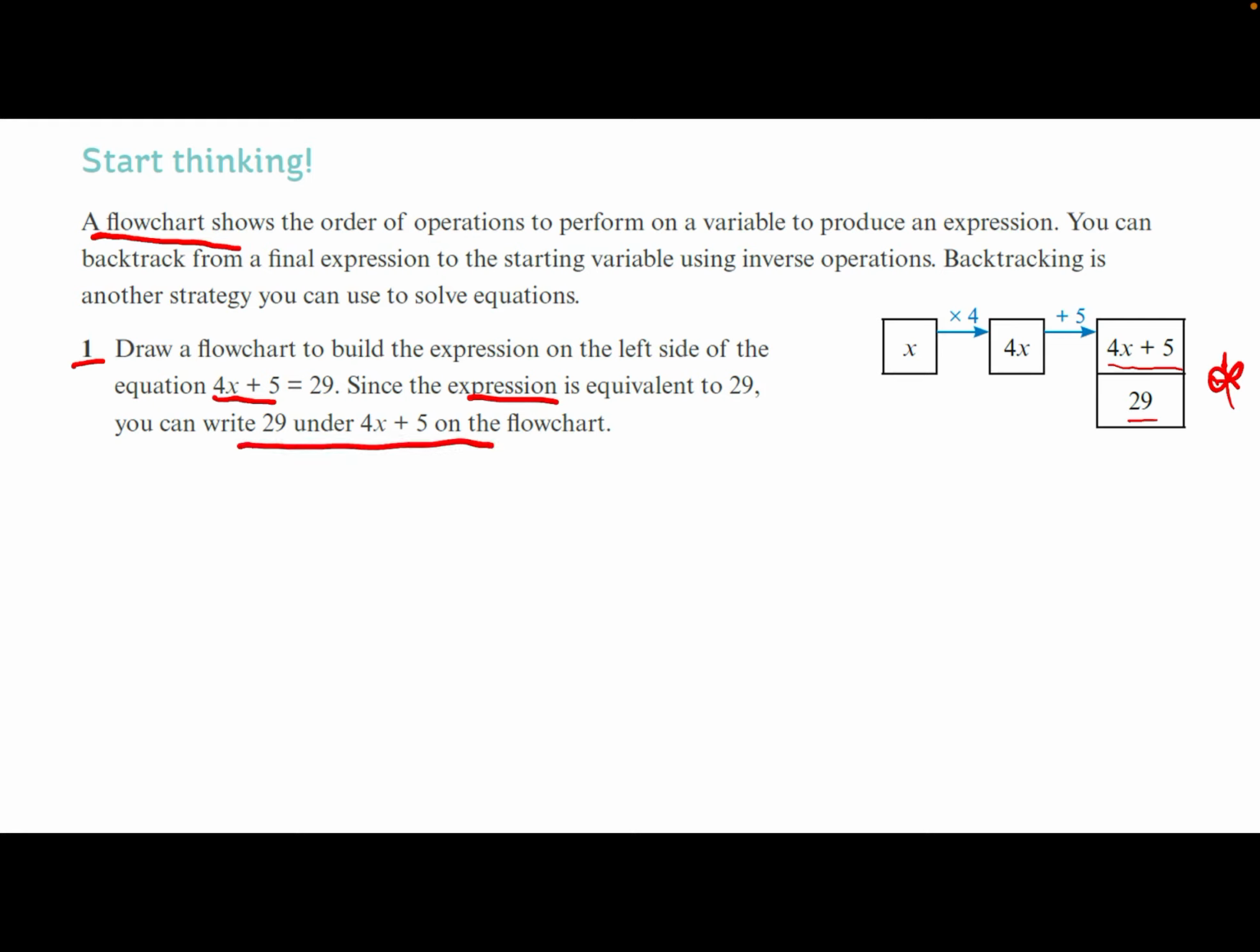Okay. This whole top row up here, you need to write what's happening to the x. So x is our variable, which is here. Then to make it a 4x, that's when we had to times it by 4. And then to make it a 4x plus 5, you have to add 5 to the expression. So that's how you get that first lot.